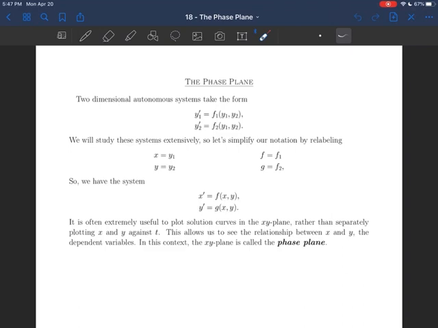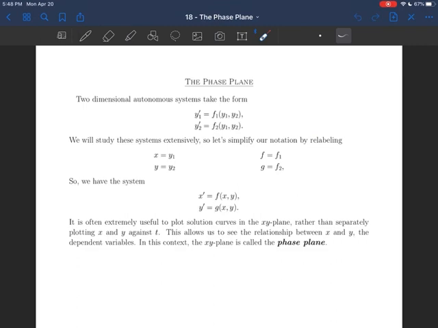So today we're going to continue our study of nonlinear first-order systems by introducing an extremely useful tool called the phase plane. It's basically a different way of looking at solutions to these differential equations that should help us to understand their qualitative behavior in ways that are often the main thing that we're trying to find anyway.